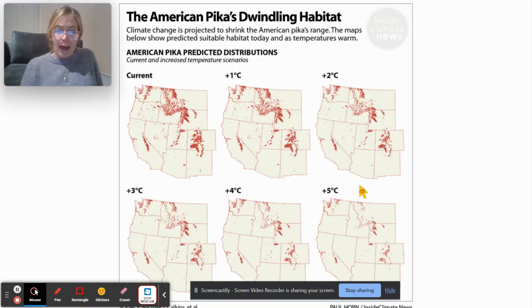This is a little map of pika's dwindling habitat. So in years past, I've watched the video and then we kind of look through current conditions versus predicted outcomes of different levels of ranging of temperatures. Again, I think the video does a great job of going through this, so I'm going to skip through that.